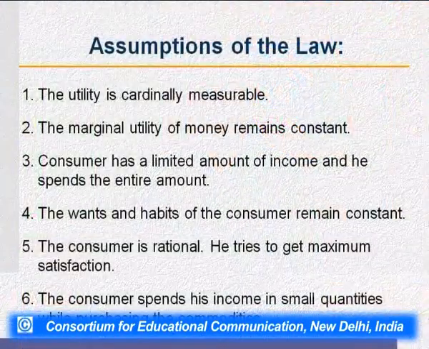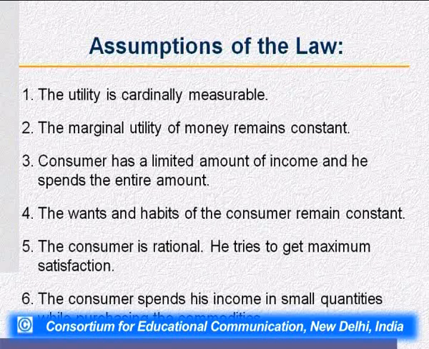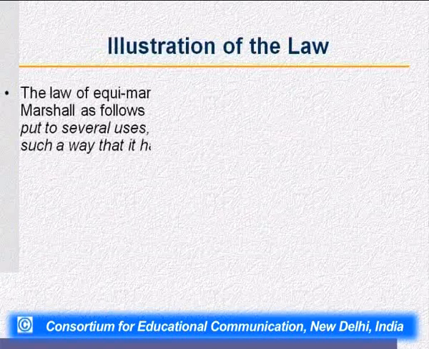With the help of a limited amount of income, we get the maximum satisfaction from the units of the alternatives we have at a particular time. So the consumer is rational, he tries to get maximum satisfaction, and the consumer spends his income in small quantities while purchasing the commodity. So these are the assumptions which we follow when we discuss the law of equi-marginal utility. If these assumptions hold, then this law is valid.